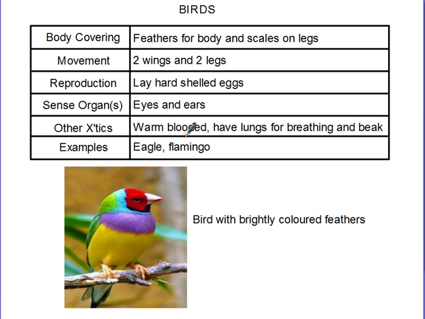They are warm-blooded. Remember, this is a new one. Cold-blooded means they cannot regulate their body temperature. Warm-blooded means they can. They can maintain a constant body temperature. So when the weather is cold, they have a specific temperature. When the weather is hot, they maintain that same temperature. They have lungs for breathing and a beak right here. Examples are the eagle and then the flamingo.